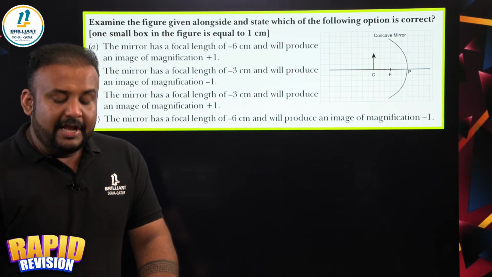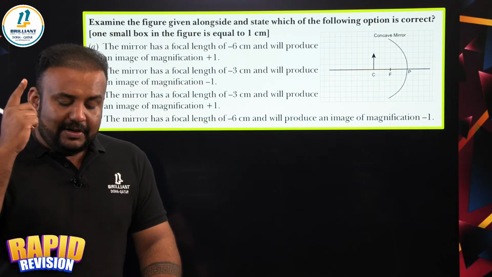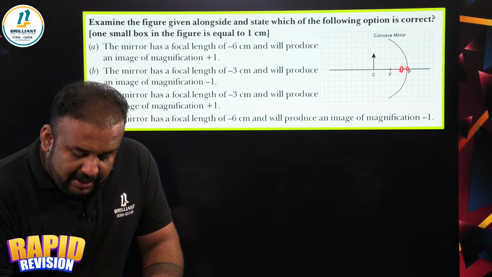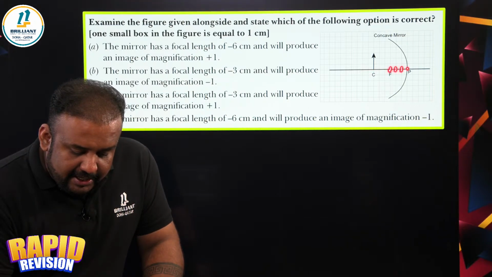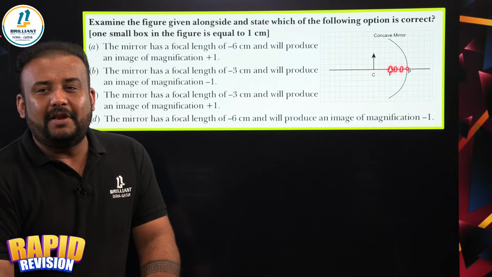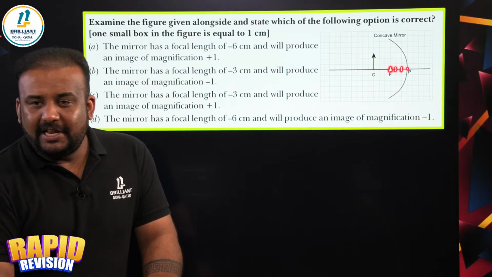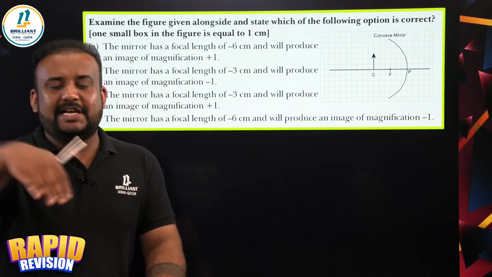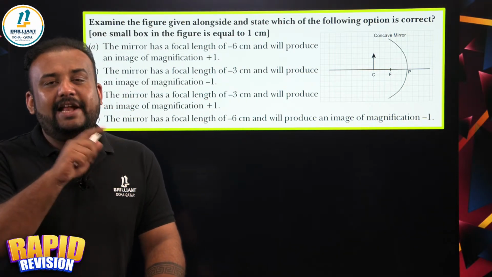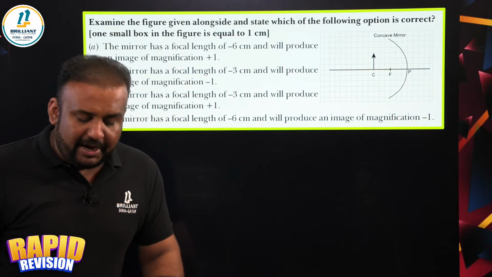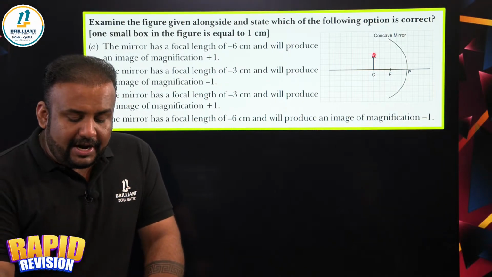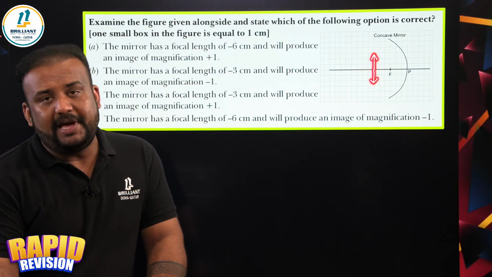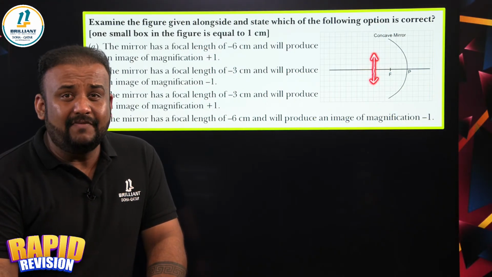So let's talk about it. Here, since 1 square is equal to 1 centimeter, look at this. This is 1, 2, 3. So the focal length of the mirror will be what? It will be 3 centimeter. Yes or no? And since it is a concave mirror, by sign convention, -3 will be the focal length of the mirror. And also, since you are keeping the object here at C, the image is going to be at C only. It will be a real and inverted image.